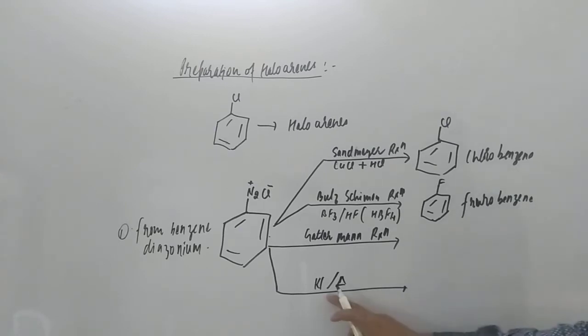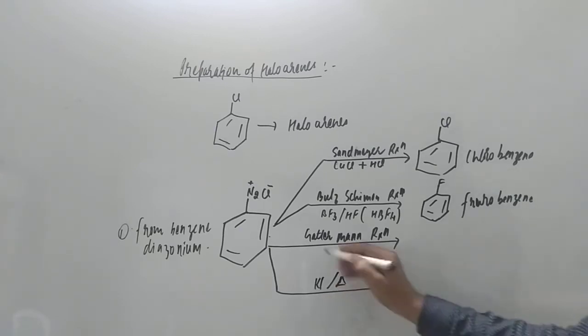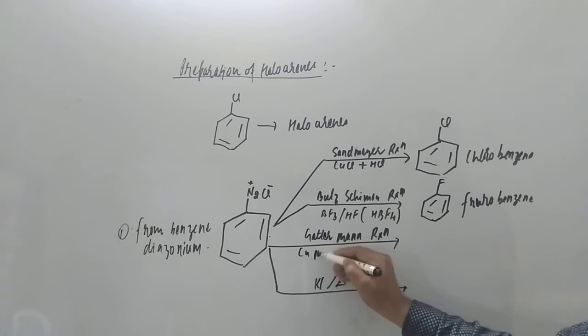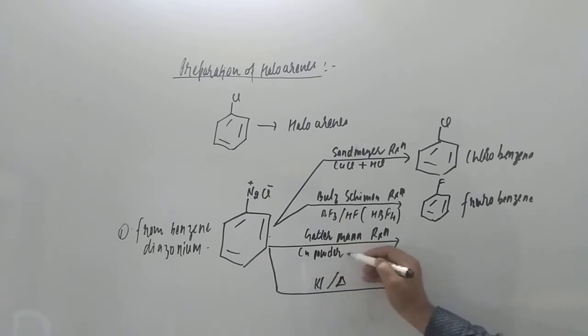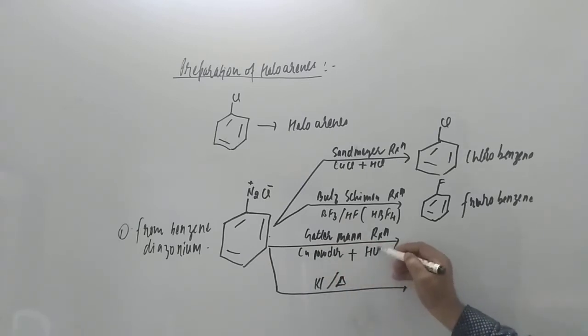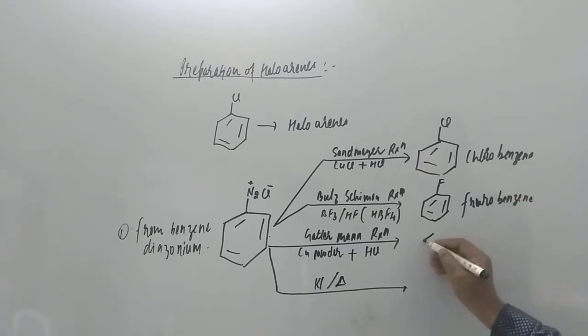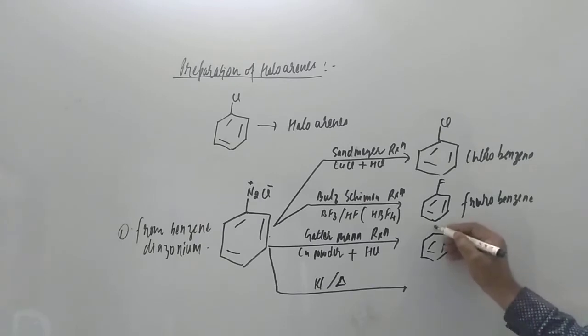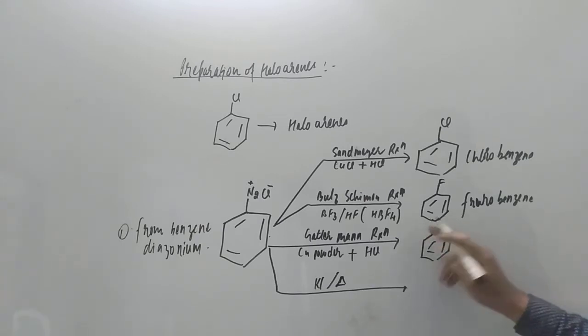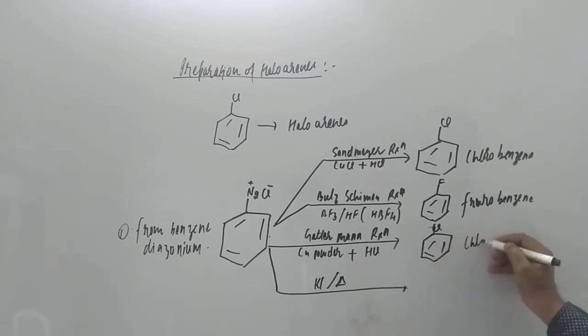Next, in the Gattermann reaction, you take copper powder and treat it with an acid, HCl. It will directly give chlorine attached to the benzene ring. So this is also a reaction for the preparation of haloarenes. This is also chlorobenzene.